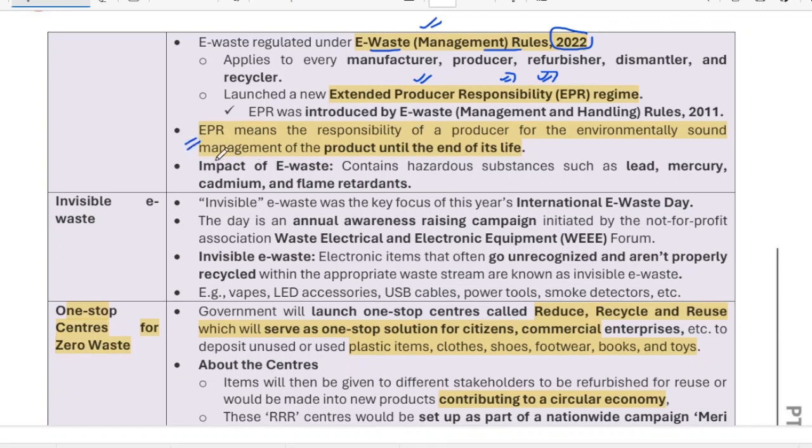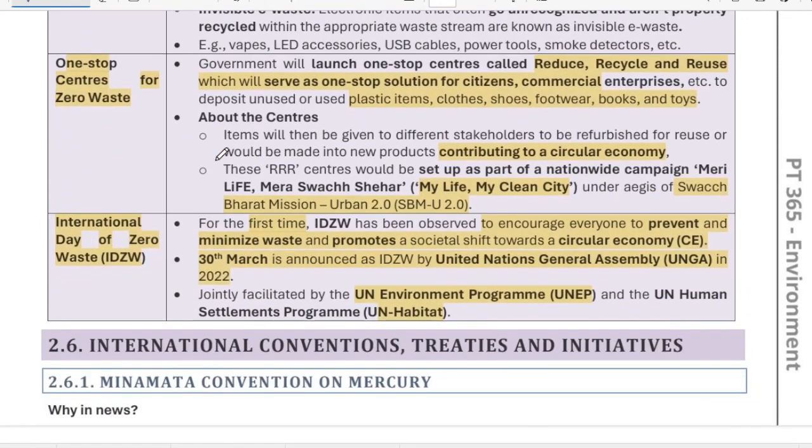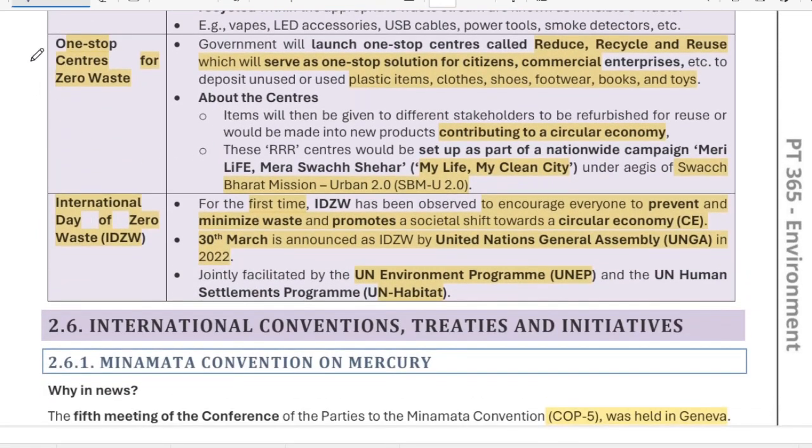Now, moving to the next topic, one-stop centers for zero waste. This topic, as well as the next topic, becomes important. What is the one-stop center for zero waste? These centers will be launched by the government to reduce, recycle and reuse all items. So these centers will themselves be called reduce, reuse and recycle centers.